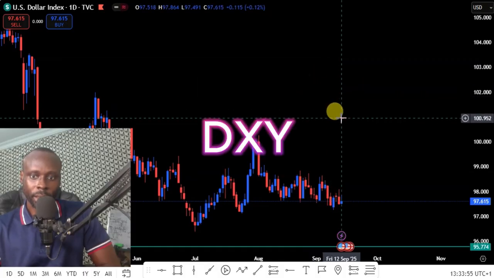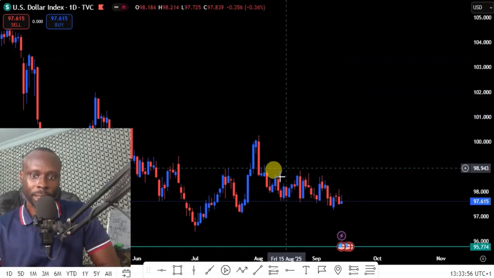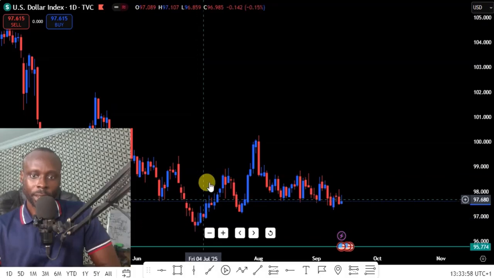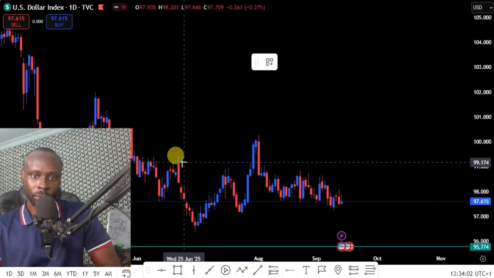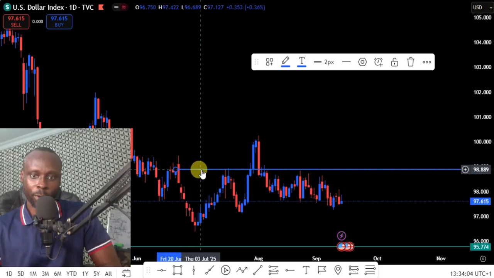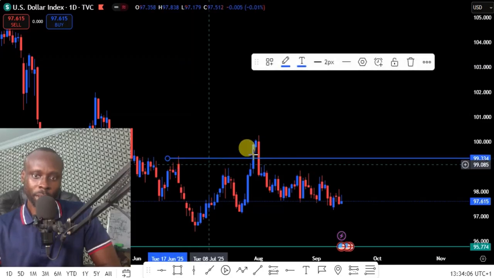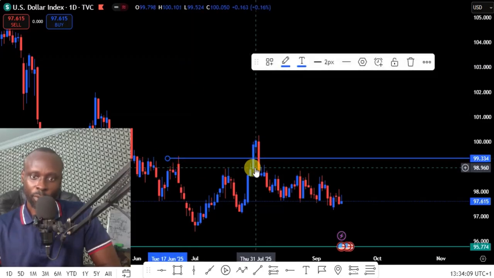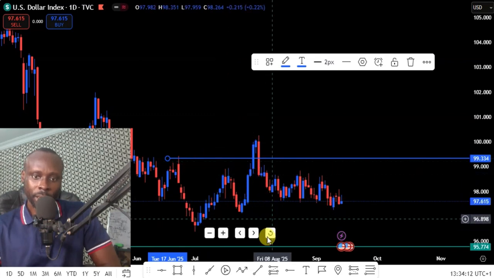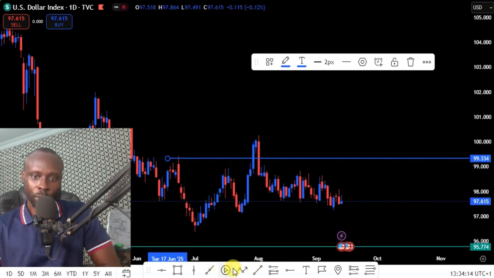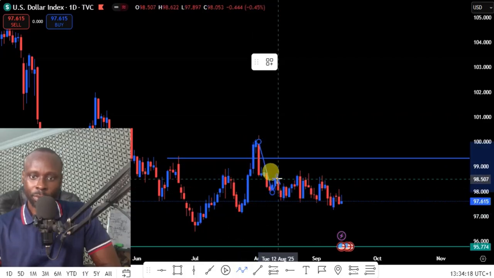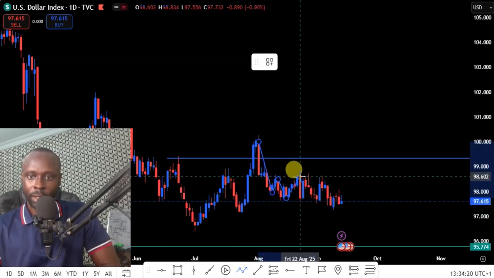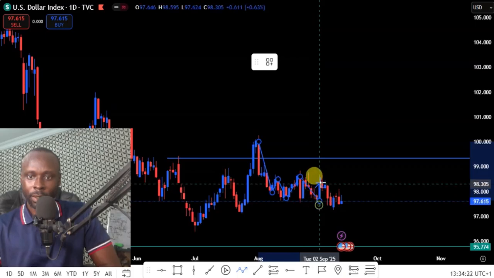The dollar index on my daily chart still has this break of a higher low, which is this level of higher low. Price broke this higher low, which indicates a change of trend for a bullish move for the dollar index. Ever since then, price has been in consolidation. You can see that we have a series of ranges. We have a lower high, lower high, lower high.